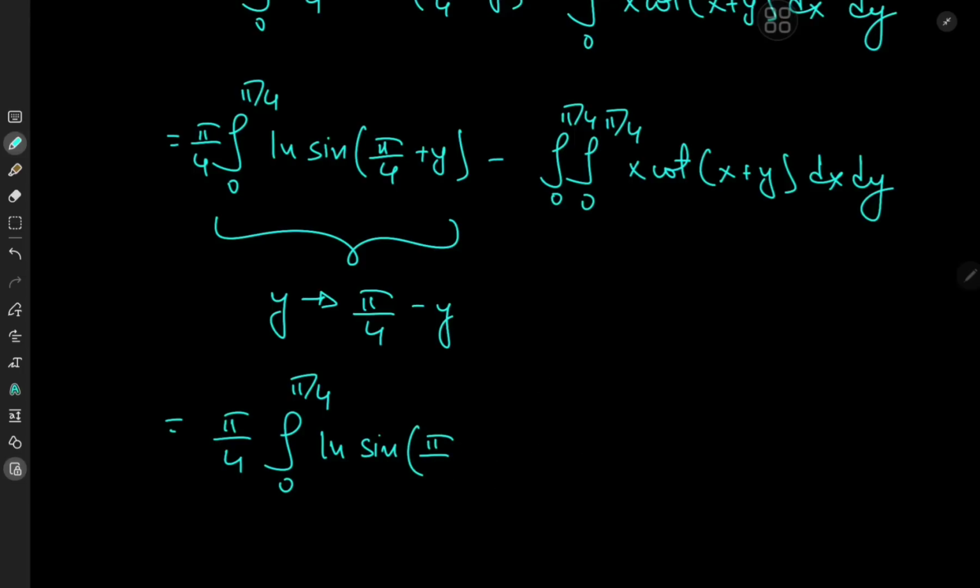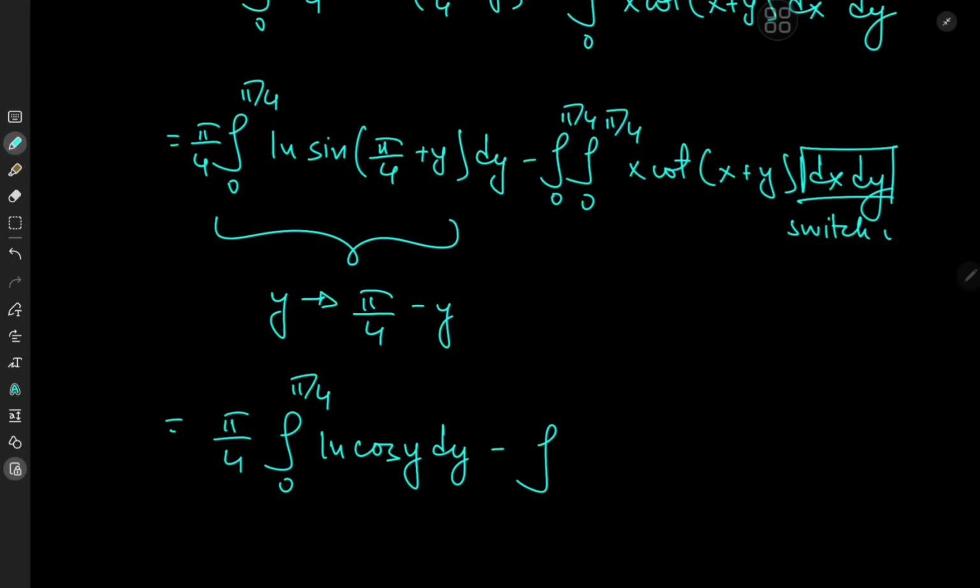In other words, we have the integral of log sine of (pi by 2 minus y) dy. Again, I forgot the differential element up here as well. And we know this will sort out to the cosine of y, so that means we have another integral from 0 to pi by 4 of log cosine y. Okay, cool.